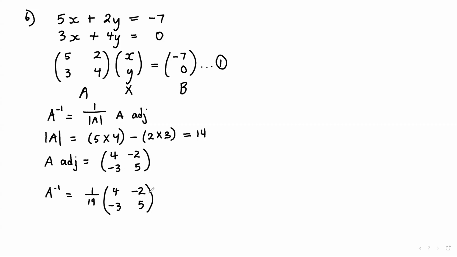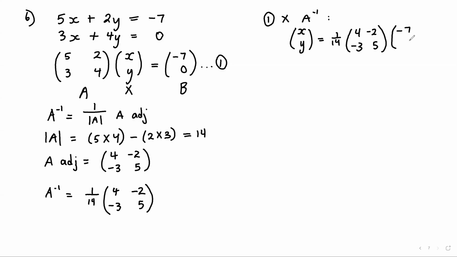Now that you have the inverse, you multiply equation 1 throughout, so both sides of equation 1, by the inverse of A. That is going to eliminate A, so you'll just be left with X on the left-hand side, which is, right, that would be x, y is equal to 1 over 14 by 4, -2, -3, 5. That is the inverse of A by B, which is -7, 0. And now we go ahead and simplify.